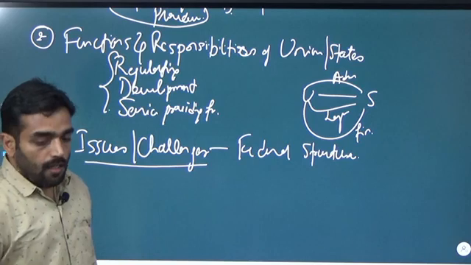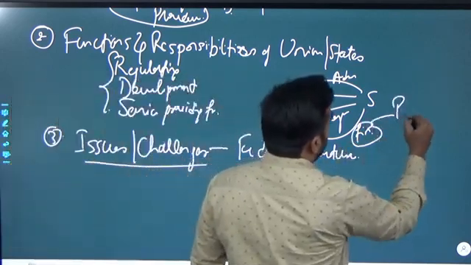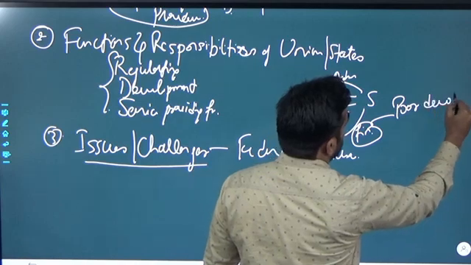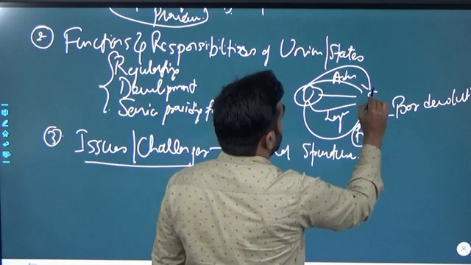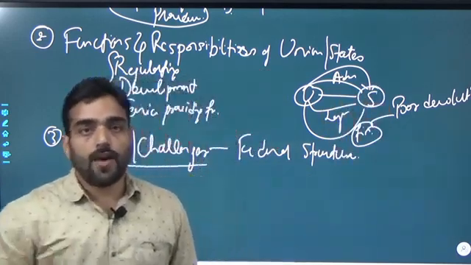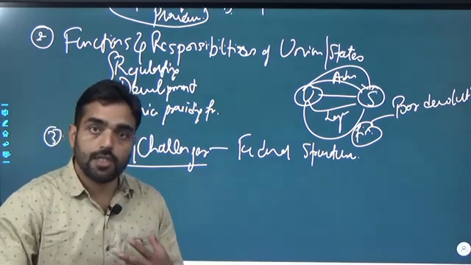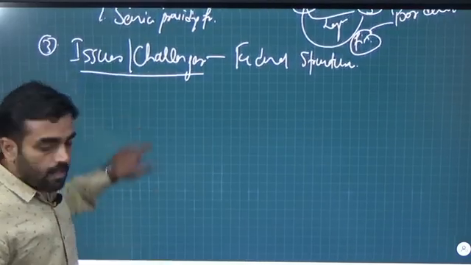Fine. If you talk about finances, there is poor devolution of finances from union to state. So states always complain about less devolution of finances, or rather reduced devolution of finances over time. Fine. Then coming to the next part.